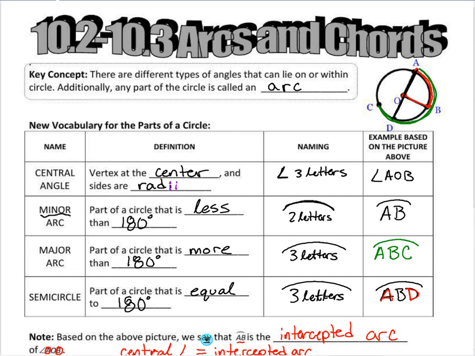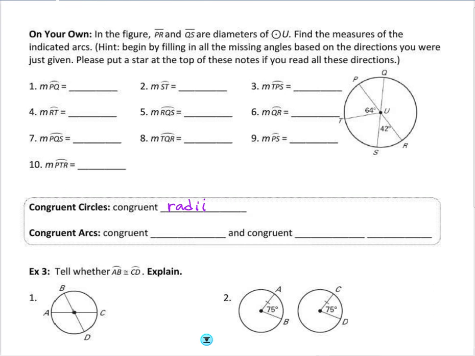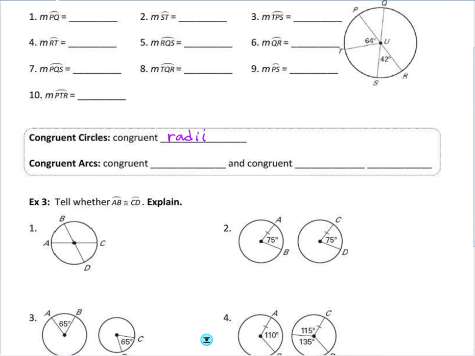So, for two circles to be congruent, their radii, the distance from the center to the edge of the circle, for both circles has to be the same. Now, if I look at a part of a circle, which is an arc, for two arcs to be congruent, I need to have the fact that the circles are congruent, meaning I have congruent radii. And I also need to have congruent central angles. If I know the angles are congruent as well as the radii, then I know those arcs are congruent. So we're going to look at a couple examples, and you can try to complete the rest on your own.